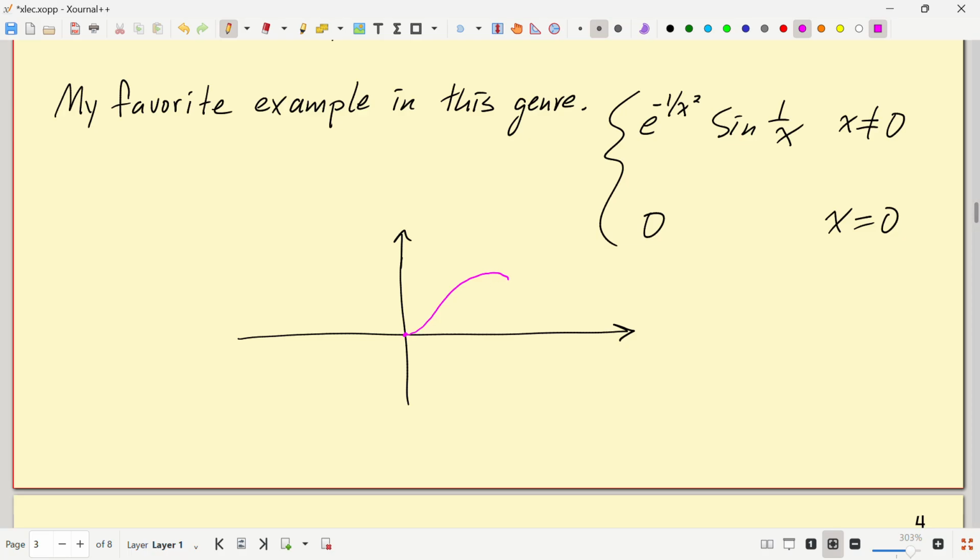Okay, let's see if that would be symmetric. So that would be the graph of e to the minus 1 over x squared. And then there'd be a version of it below that's symmetric. This would be minus e to the minus 1 over x squared. And then the sine 1 over x would do the usual wiggling between the top curve and the bottom curve. And it will wiggle infinitely many times as it gets squished into the origin. This is another one that would be an odd function.